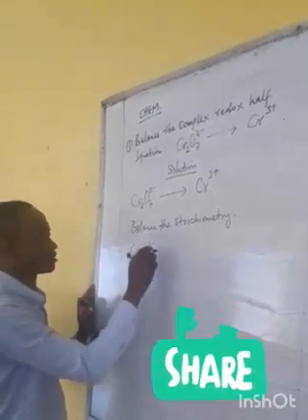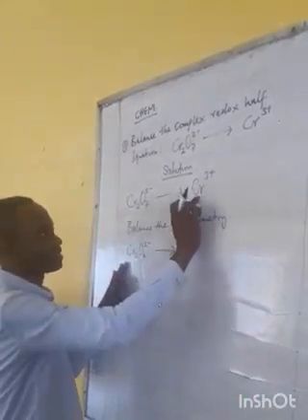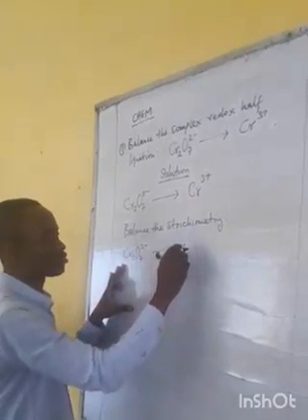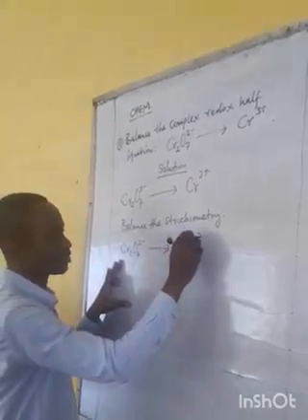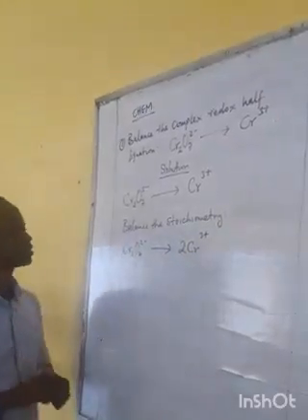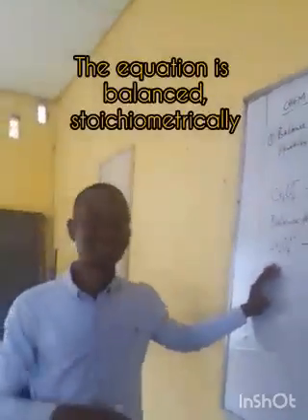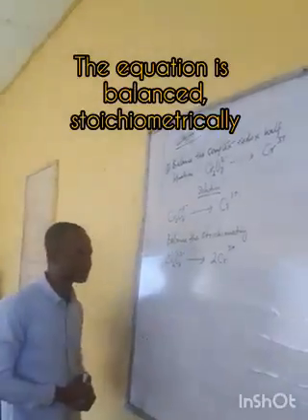Cr2O7 2 minus will give us what? Cr is 1 here, so you write 2 at the back. Cr2 3 plus. So the equation is balanced stoichiometrically.